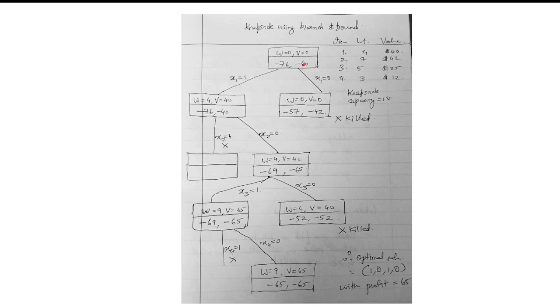From here you consider x1 equal to 1, which means you are including the first item. If you include the first item, then W changes to 4 and B changes to 40. Then let's write down the lower bound and upper bound. Like I said, the lower bound is found using greedy knapsack, that will remain minus 76. The upper bound is found by adding the items one after the other. Again, you cannot add the next item, so you simply stop there. You say minus 76 comma minus 40.